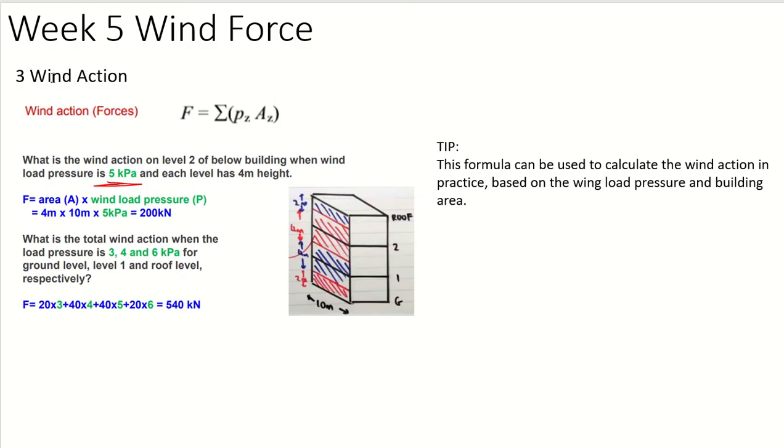Finally, we have wind action, or wind forces. The equation is that the wind action or wind force equals the area times the wind load pressure. In most cases, the wind load pressure has already been given in the question. For example, in this question, the wind load pressure is 5, and then you need to calculate the area of the building, and then you get the wind action. Similarly, for this question, the wind load pressure has already been given, so you need to calculate the area and then get the wind action.